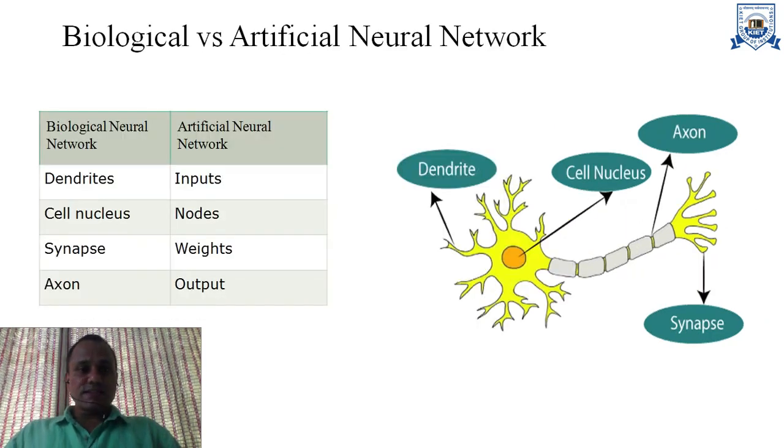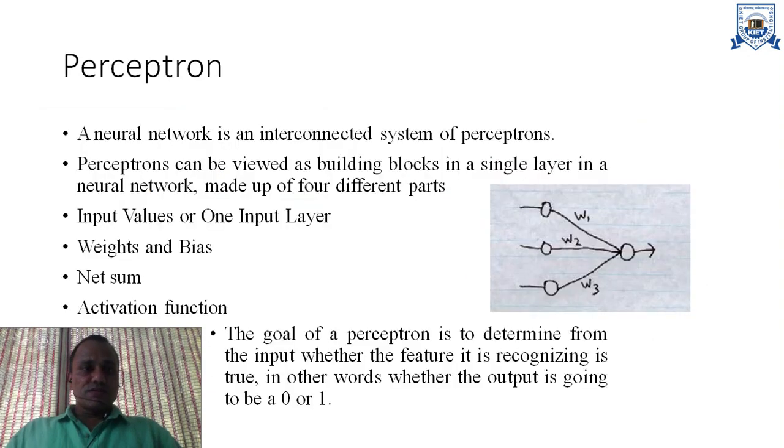In the next slide, there is a comparison between biological and artificial neural networks. Our biological terms are the dendrite, the cell nucleus, synapse and axons, but in our ANN there are inputs, some computational task as nodes, some weights corresponding to the inputs, and finally the outputs. In this way we can compare our biological system with the artificial neural network.